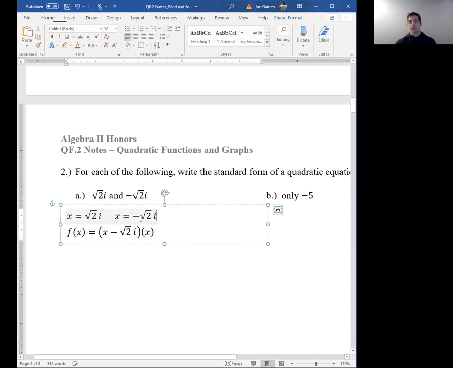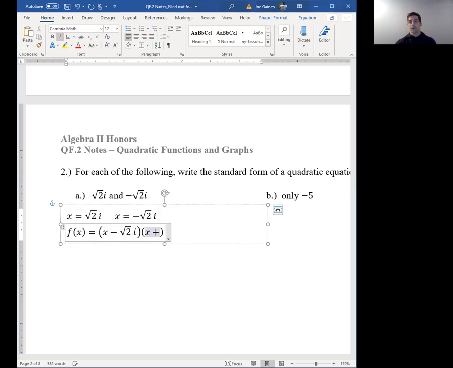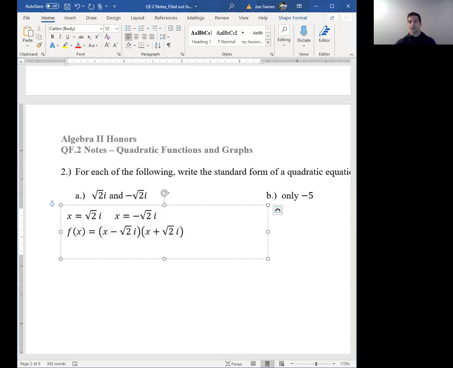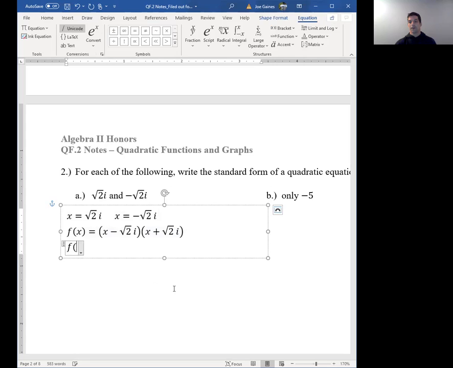On the right side, I would do the opposite. I would need to move this negative root 2i over to the left to put it with x to create a factor. So I would add root 2i for that case. Again, we're trying to take that value that is equal to x and move it to the same side as x so that now we have that factor. So my two factors are x minus root 2i and x plus root 2i. Now, if I want this equation in standard form, all I have to do is multiply and simplify.